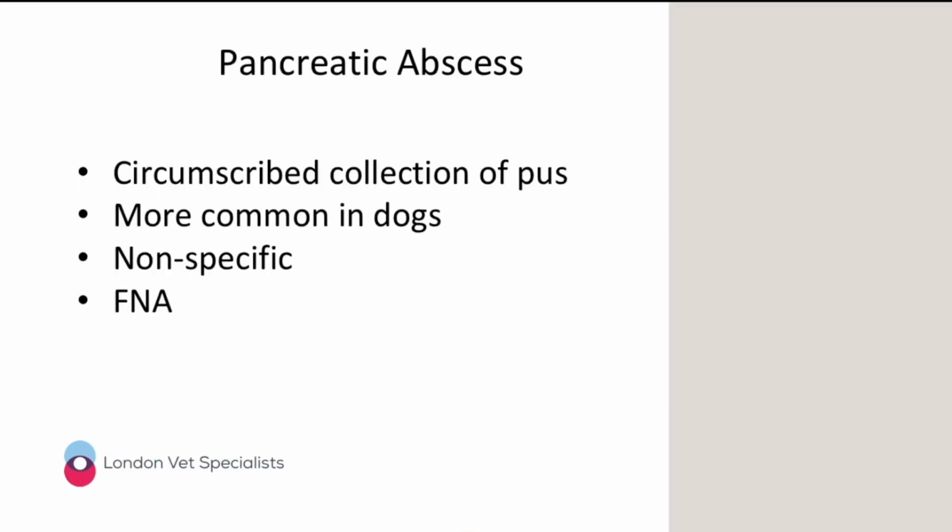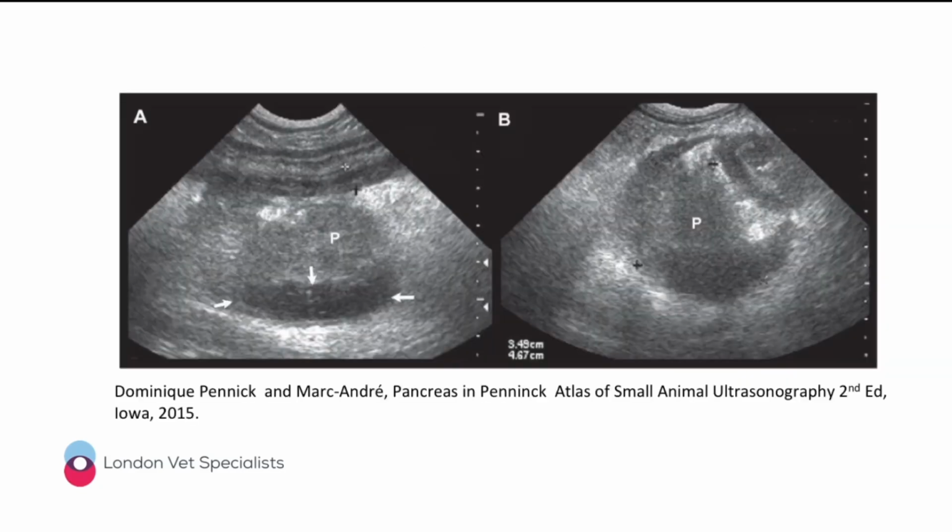Now, as well as pancreatitis, very, very occasionally, you can see pancreatic abscesses. They're pretty rare. I've not seen too many of them. Effectively, an abscess represents a circumscribed collection of pus. You tend to see them more in dogs than in cats. Their sonographic appearance is pretty non-specific, so you really have to stick a needle in these to be confident about making a diagnosis of pancreatic abscess. So I've not seen too many of these.